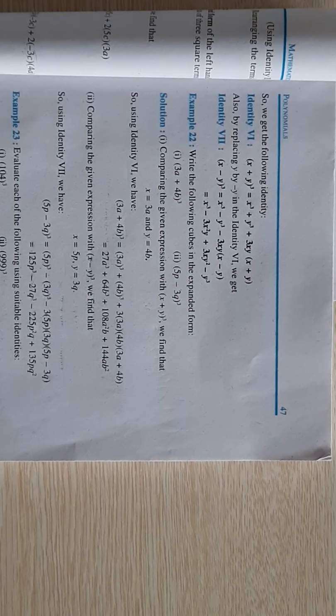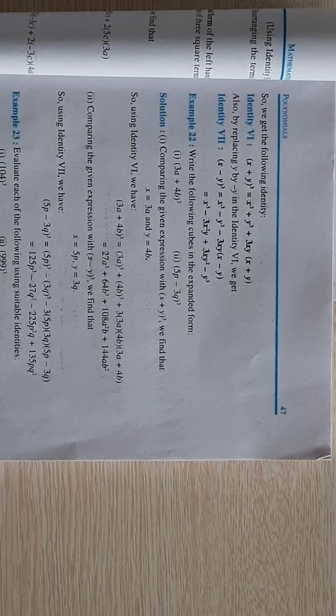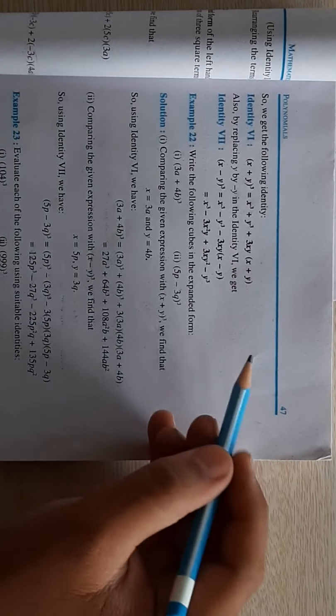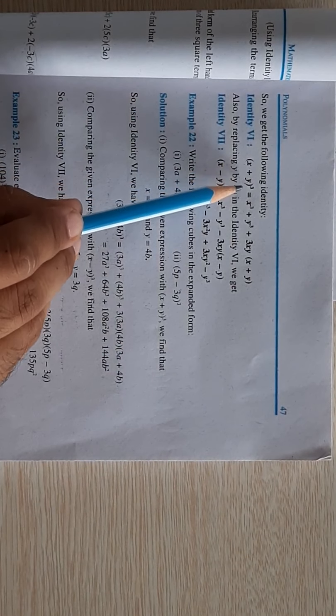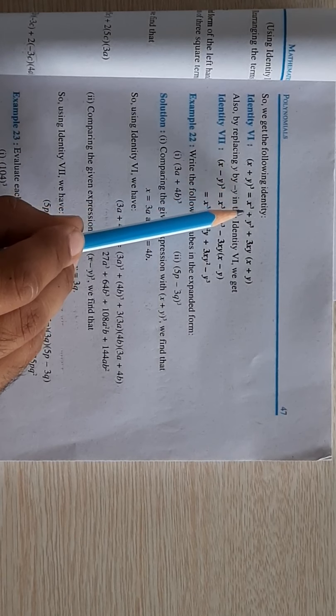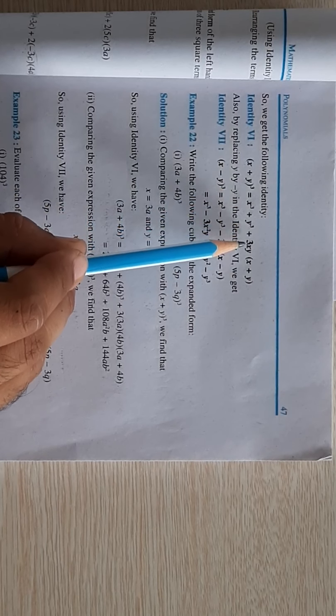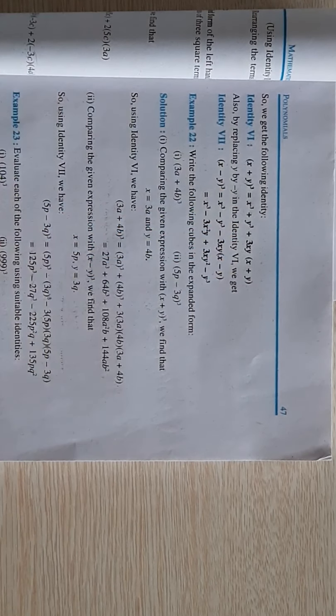Hello everyone. In our last video, we saw 5 identities. So today, let me show you identity number 6. Identity number 6 says that (x + y)^3 is equal to x^3 + y^3 + 3xy(x + y).